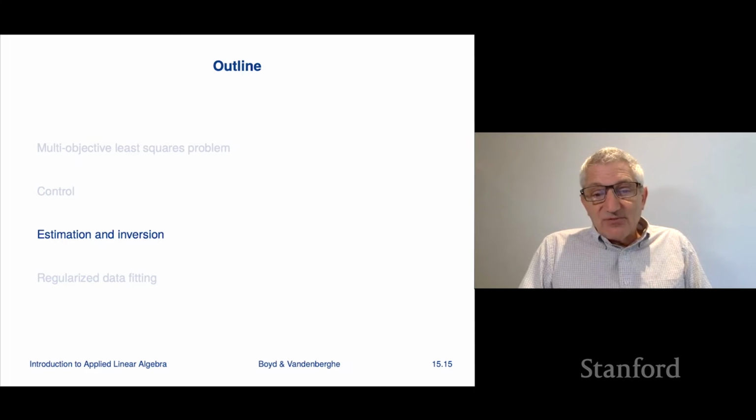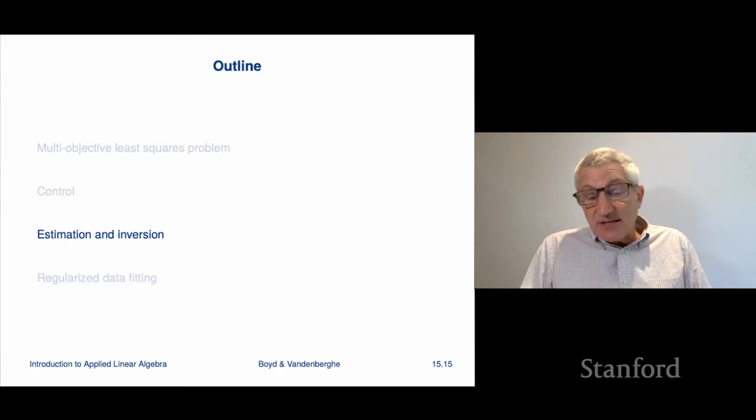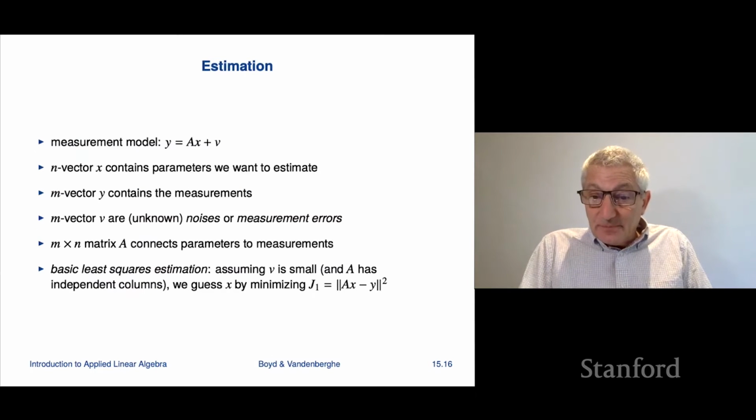Our next application for multi-objective least squares is estimation and inversion. I mean, it's a huge field. I'll say a little bit about it. You could take entire courses on nothing but this, but we'll say a little bit about it now.